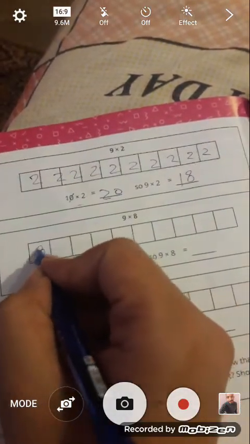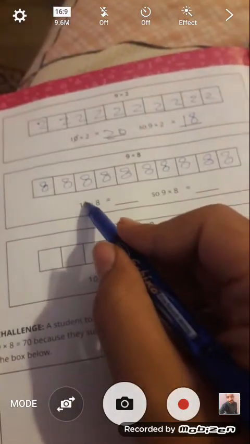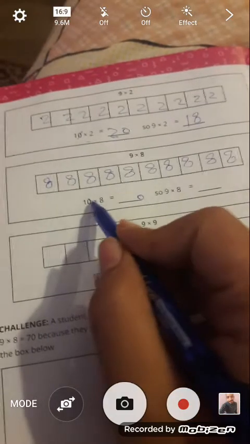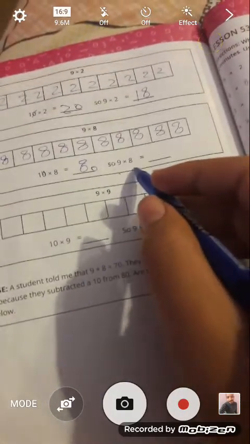9 times 8. We will fill in the squares with 8. 10 times 8, cover this 0 and write it. 1 times 8 equals 8. So 10 times 8 equals 80. What about 9 times 8? Just make 80 minus 8, which equals 72.